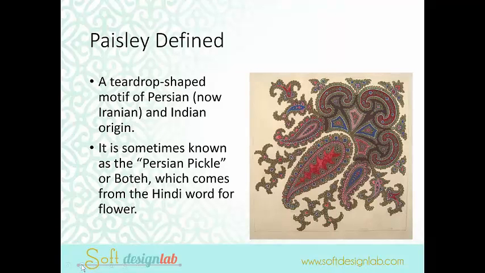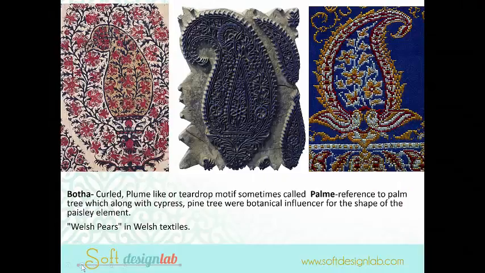And here you can see some examples close up. On the left is a hand print. On the right, it's done in a jacquard, and in the center is an actual hand-carved block. It's referencing the pine trees, the cypress trees, and the date palm tree, by the way, and this plume-like, feather-like teardrop motif. Sometimes it's also called the palm, or you might have seen it in some hand blocks referred to as the Welsh pear.